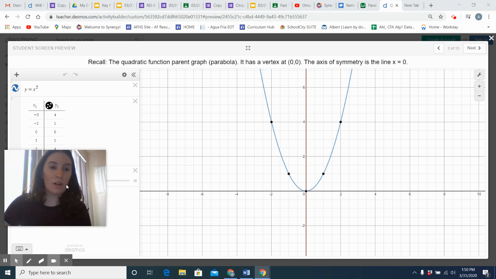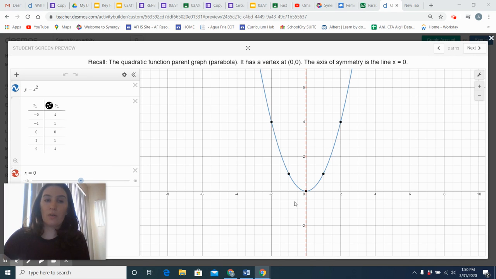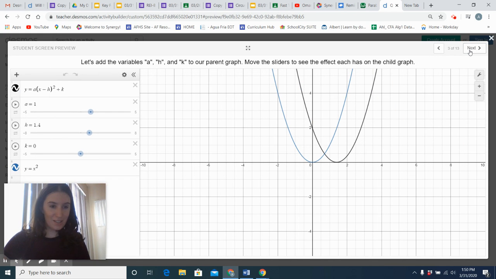So it starts off here. And this is called our parent function, x squared. Everything is compared to the parent function. So if you imagine there's a parent function at x squared, and then this parent function will have children functions, okay? So the children functions are shifted. They might go left, right, up, down, they might flip. There's a lot of things that could happen to these other functions. And so it's going to help you see that.